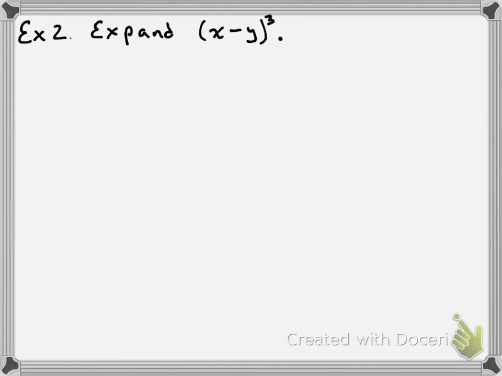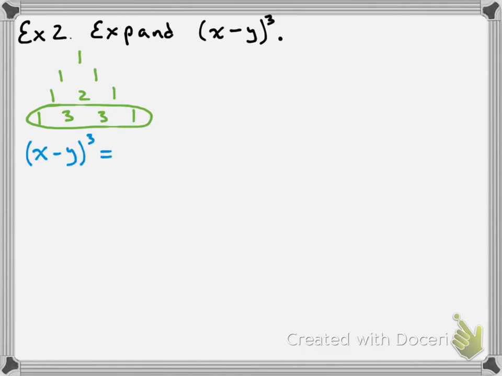Well, since we're dealing with a power of 3, that means we're going to want to deal with row 3 of Pascal's triangle. So how about we draw that out? So there's row 3 right there, and that means that those are the coefficients we're going to be using. Okay, so let's set this up. So we have x minus y to the power of 3.